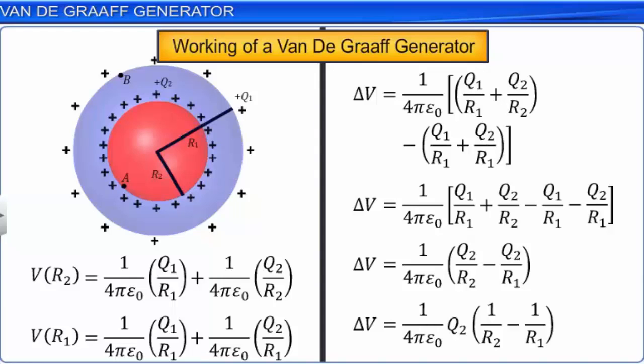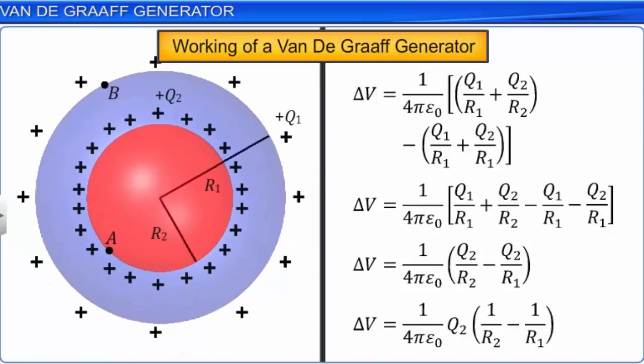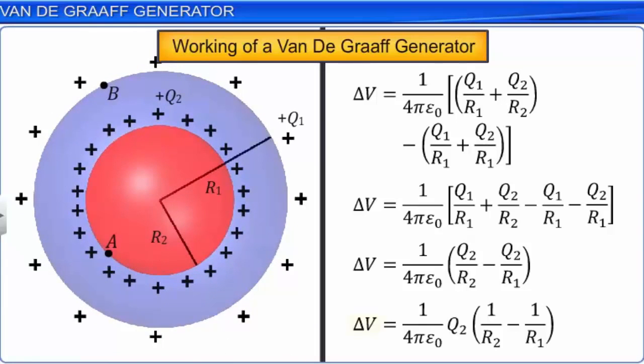We see that the potential difference delta V depends on the value of Q2. Since Q2 is positive, the value of delta V is also positive. This clearly implies that the potential at the inner sphere is greater than the potential at the outer sphere. From the expression for delta V, we also see that the potential difference between the inner and outer spheres is independent of the charge Q1 given to the outer sphere.